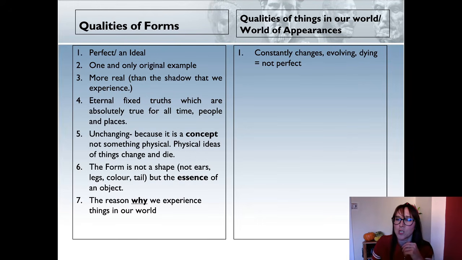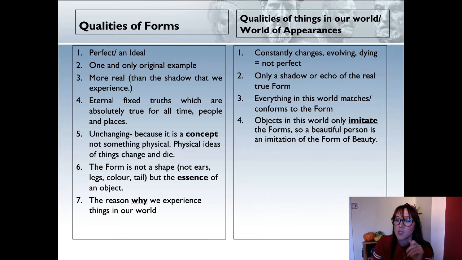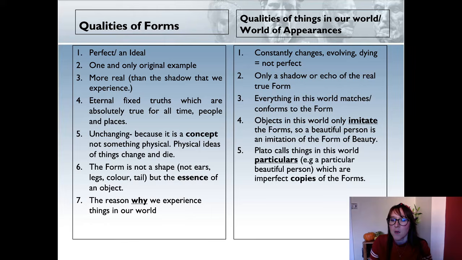Our world, everything is constantly changing, evolving and dying. Only a shadow or echo of the real true form. Everything in this world matches or conforms, and so what we get are imitations. I always tell my students to remember it as PPI: particulars, participate, imitate. We have particular examples that participate to a greater or lesser extent, and they imitate, they copy the forms. Just like an echo or a shadow. The shadow is still you, it's just your shadow. An echo is still your voice, it's just distorted in some way. Plato calls the things in our world particulars. They participate or are part of the form. Once again, the numbers are not of relevance. It's just to help you structure your notes.